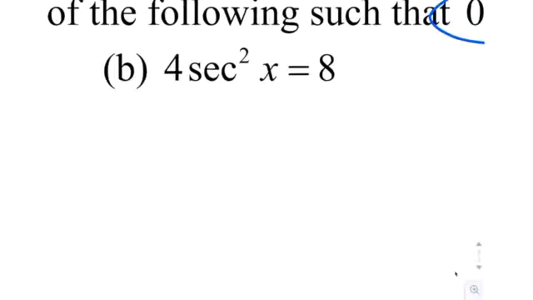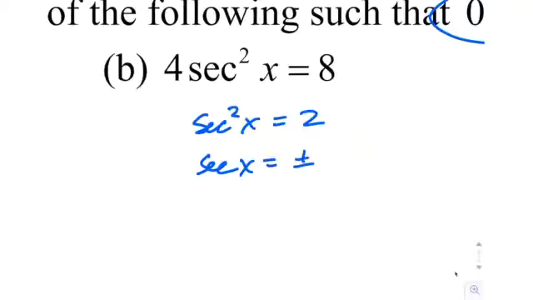4 secant squared of x equals 8. What do you want to do? Bring it across and set it equal to 0. Isolate, because there's only one variable term. So divide through by 4. 8 divided by 4 is 2. Take the square root of both sides, and you get secant of x equals plus or minus the square root of 2.